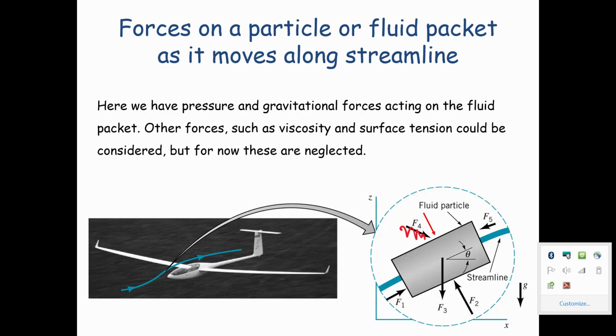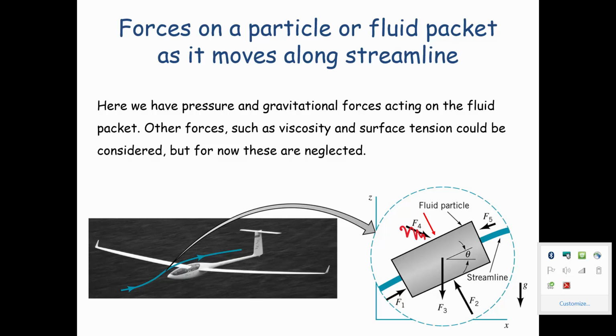And in addition to that, we have the gravitational force acting on the packet, which is given as F3. And that gravitational force has a component along the axis S of the streamline and also normal to the streamline. So we can decompose the force F3 into two parts, one that's parallel to the streamline and one that's normal to the streamline. The breaking down of that force into those two components depends on the angle theta, what the orientation of the streamline is at any given point.